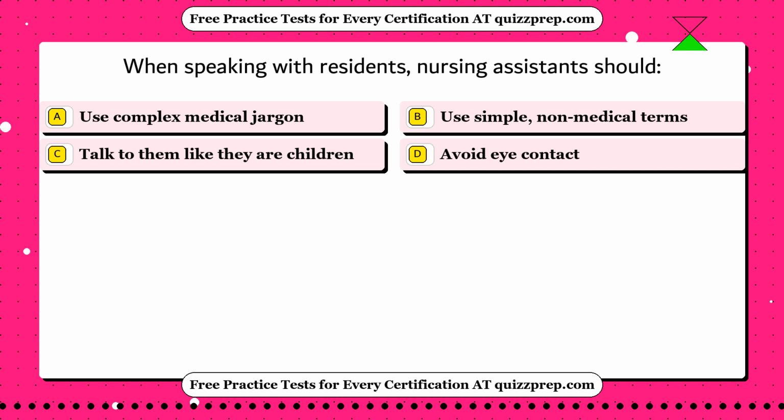Question 11. When speaking with residents, nursing assistants should: Option A. Use complex medical jargon. Option B. Use simple, non-medical terms. Option C. Talk to them like they are children. Option D. Avoid eye contact.